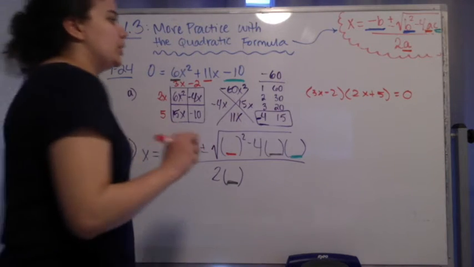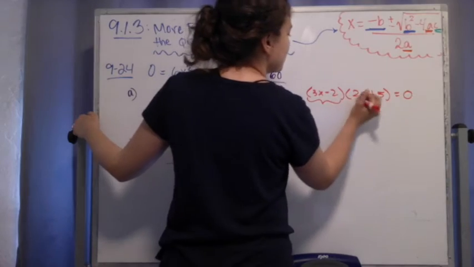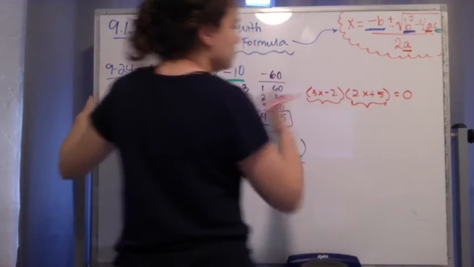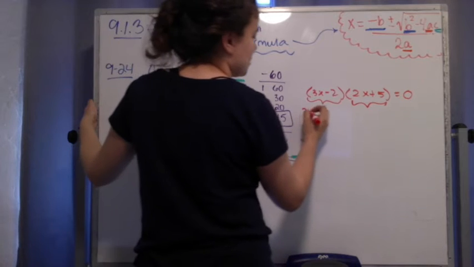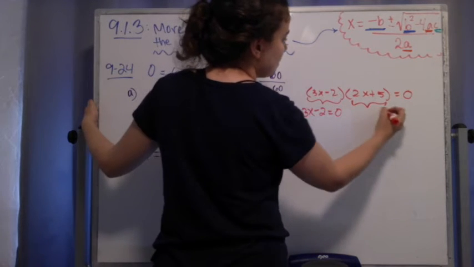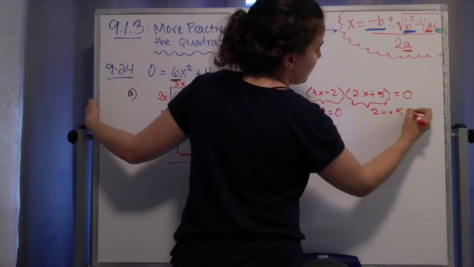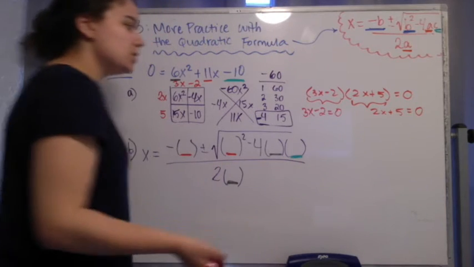From there, we know that one of these numbers must be 0, right? Just a number times a number is 0. One of them has to be 0. So let's use that to solve. 3x minus 2 equals 0. 2x plus 5 equals 0. That leads us to our solutions.